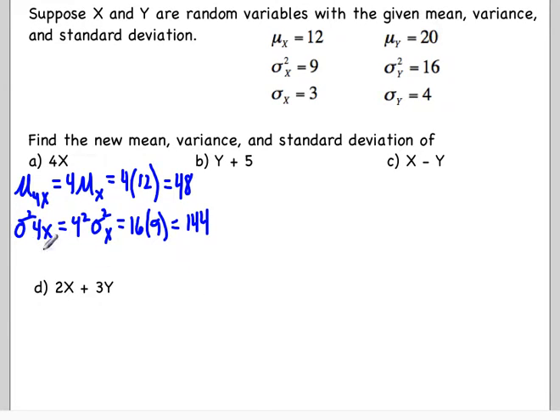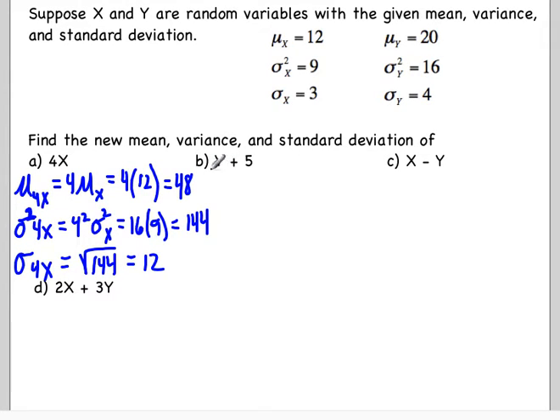Now, to get the standard deviation of 4x, I'm just going to take my variance and take the square root of it. The variance was 144. I'm just going to square root 144, and I get 12 for my standard deviation. Hopefully you can see that this was squared up here because that's a variance. Okay. All right, moving on to part B.